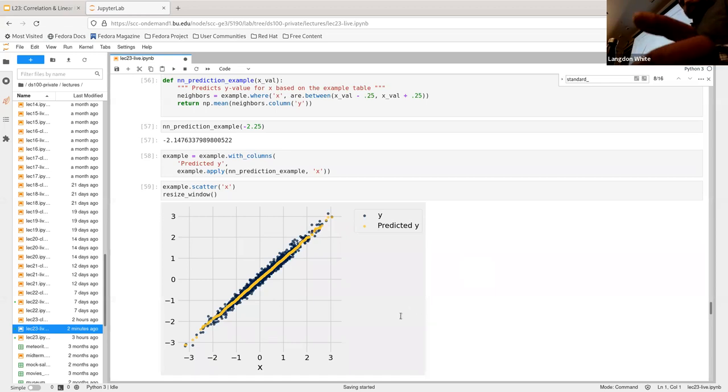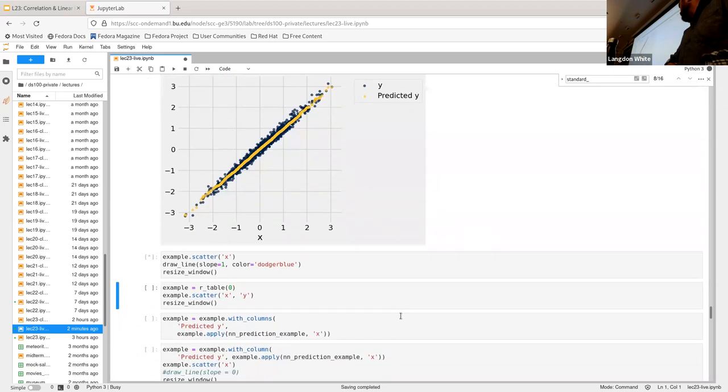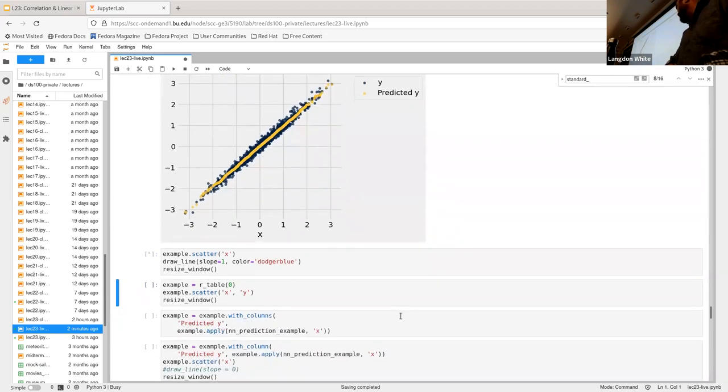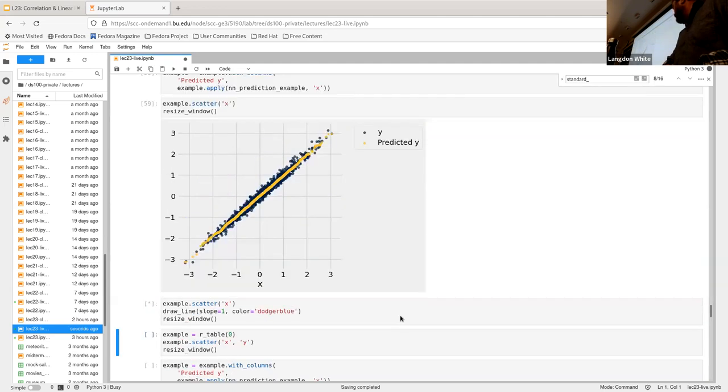And then, let's see if this is going to not take all day. Why is this doing so?